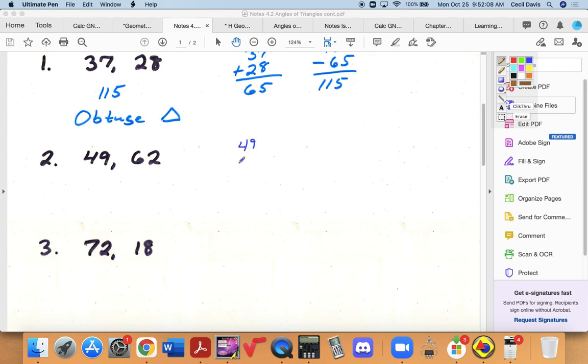So the first two are acute, 49 and 62. If we add those together, that's 111. If we subtract that from 180, we get that this is 69 degrees, so the third angle is 69. So since all of the angles are acute, what kind of a triangle is this? It's an acute triangle.